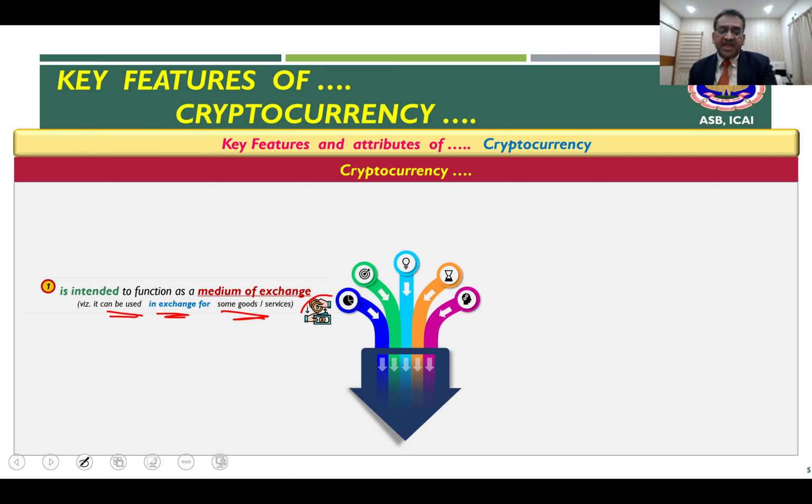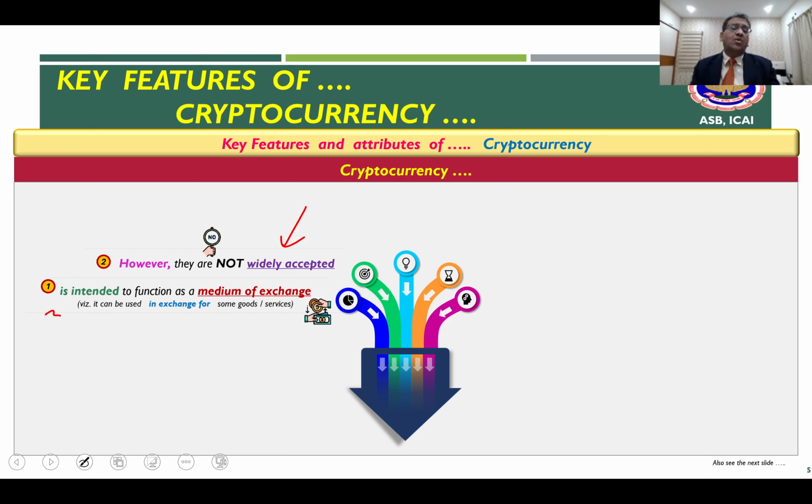So for example, if you buy, let us say, a Tesla car, can you make the payment through Bitcoin? Potentially, yes, you can. So they are intended to function as a medium of exchange. That means you pay the cryptocurrency, say Bitcoin, and in exchange of that, you may get goods or services. That's the intention. However, cryptocurrencies are still not widely accepted as a medium of exchange.